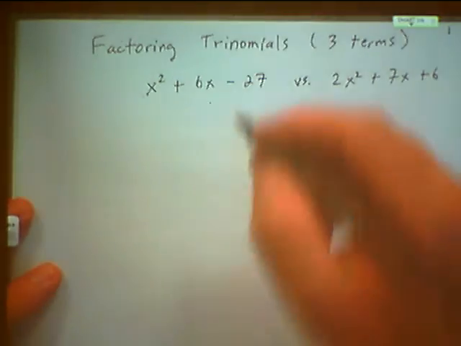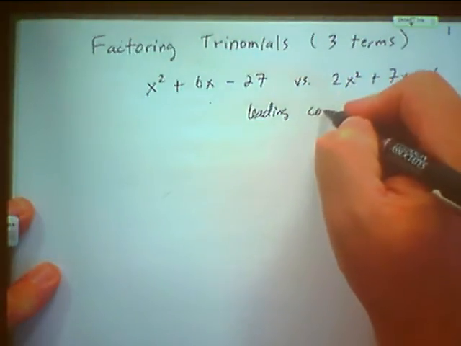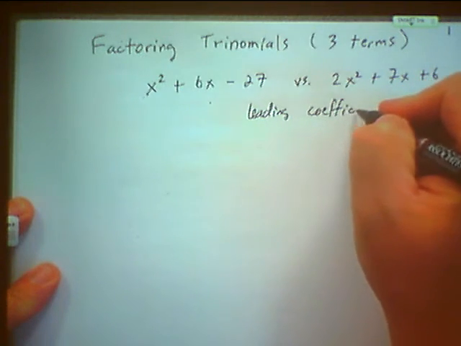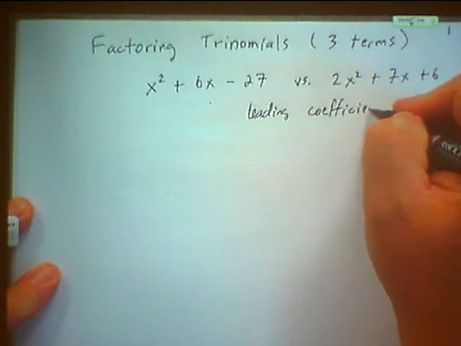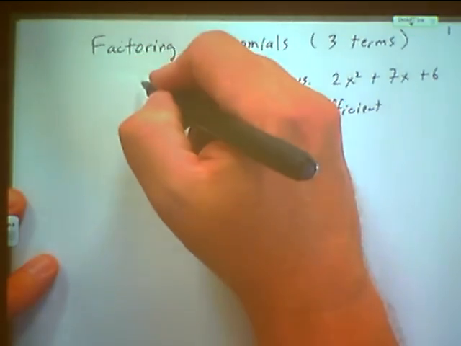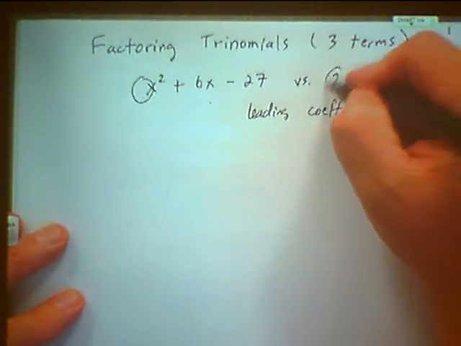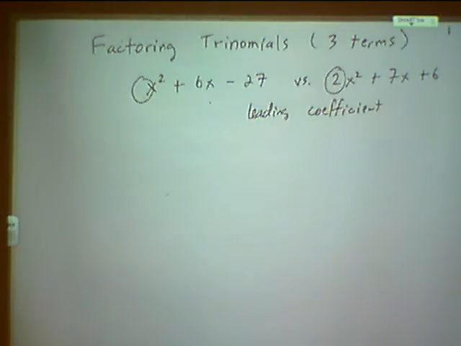All right, whenever you factor trinomials from the start, I want you to recognize one big difference, and that's what we call the leading coefficient. The leading coefficient is the number in front of the squared variable. You notice here, we say there is no leading coefficient, or really there's a 1 there, but we don't write the 1. But for the second trinomial, we have a 2.